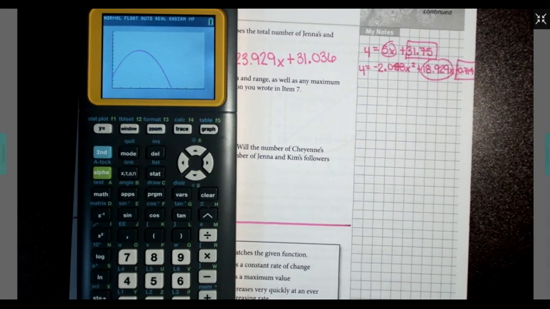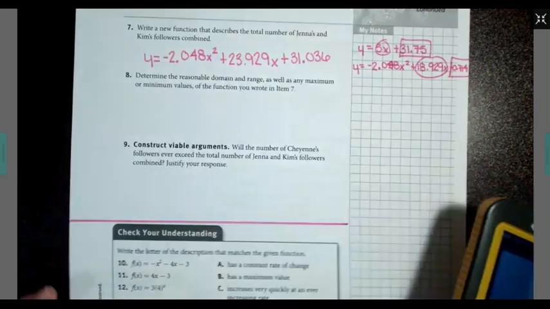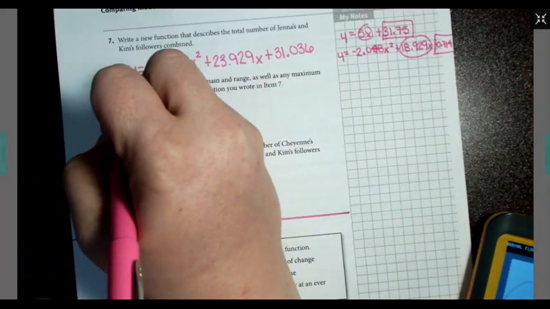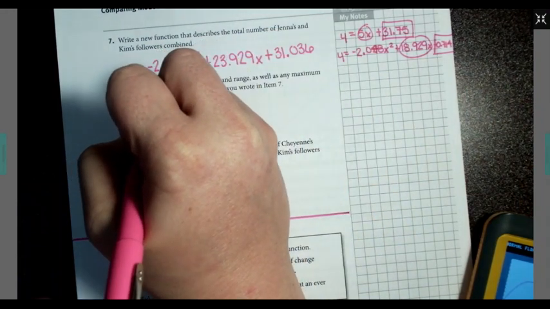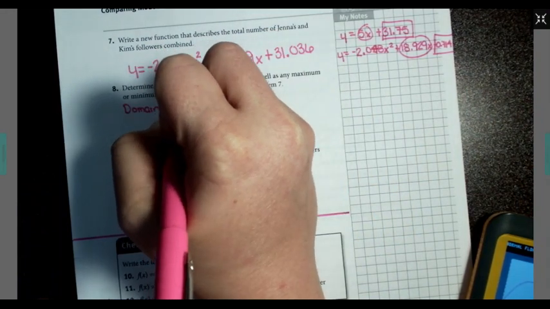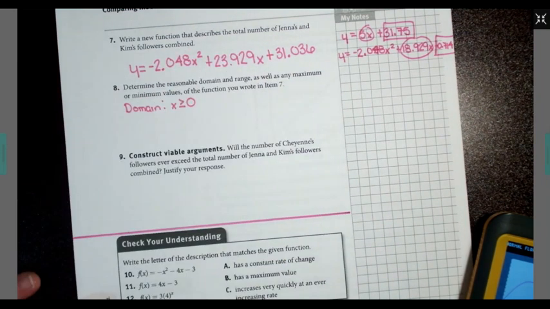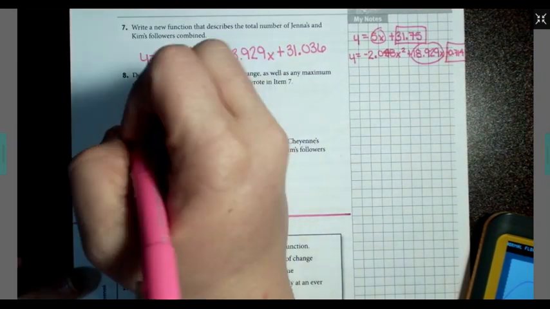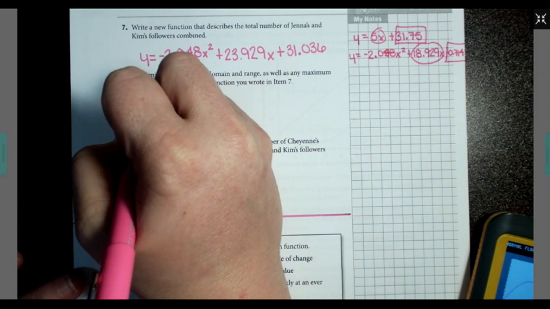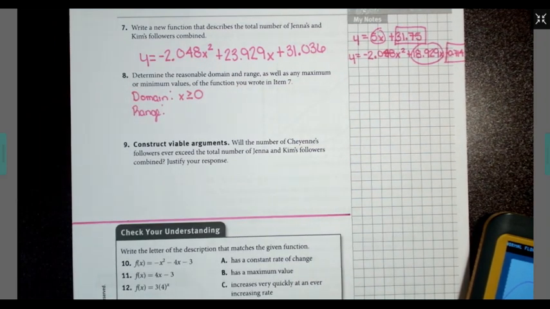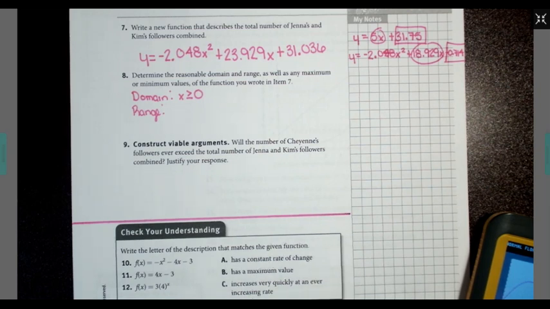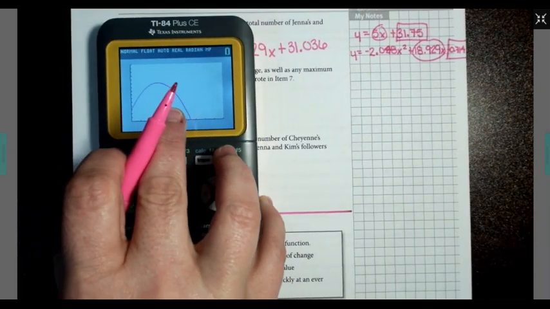All right. So domain, remember, refers to our number of months. So our number of months has to be positive, right? So we know that that has to be greater than or equal to 0. So domain is x greater than or equal to 0. Can't have negative time. Let's talk about our range. Well, it doesn't make sense to have negative followers, right? But I want to know what is the maximum number of followers we can have.